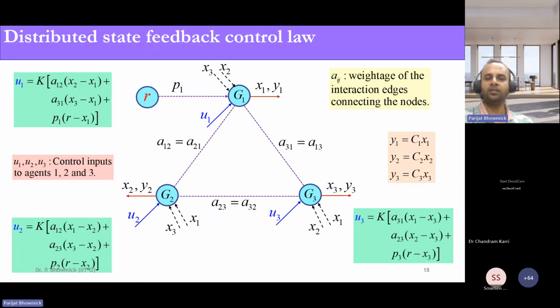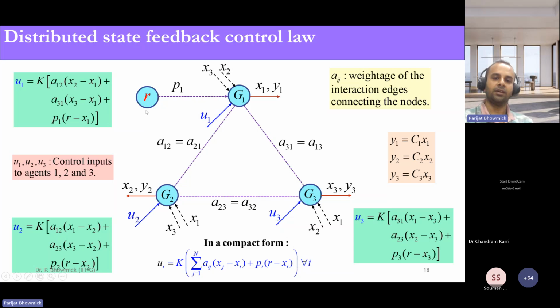So anyway, what you can see is that this cooperative control law, when it is based on state feedback, is actually the relative error with respect to all the agents. In a compact form, we can represent the control law as Ui equals K into the summation of Aij into Xj minus Xi. You can read it as the total relative error with respect to the neighboring agents, plus Pi into R minus Xi, that is the absolute error with respect to self.